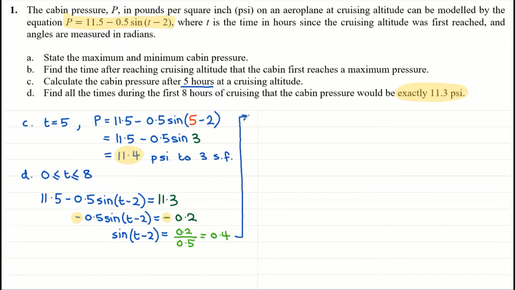Now I'll use the letter y this time. So let big Y equal t subtract 2, although I suppose I don't have to, but just to make it distinct from the previous part. Therefore we have sine of big Y is equal to 0.4. Nice and positive. We have our substitution. Let's find our principal angle.